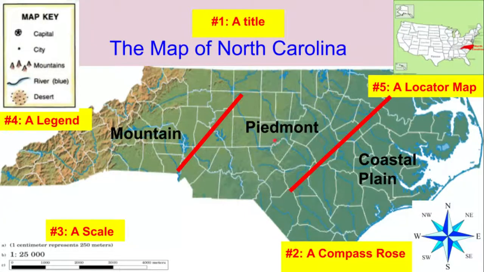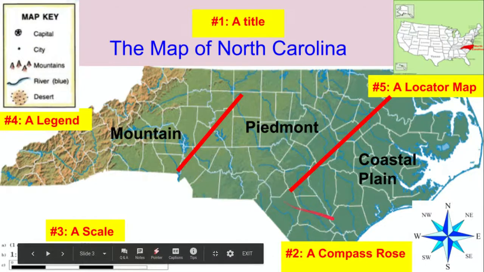Now, this is a map that I created. This map has the 5 map essentials that you need to know to read a map. Each map has to have a title. Number 1, the map of North Carolina. So I know what I'm looking at. This is not New York. This is not Africa. This is not California. This is the map of North Carolina. Pay attention to these because you're going to have to make a map.